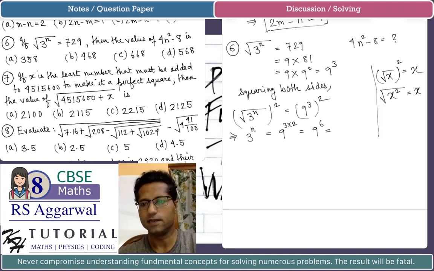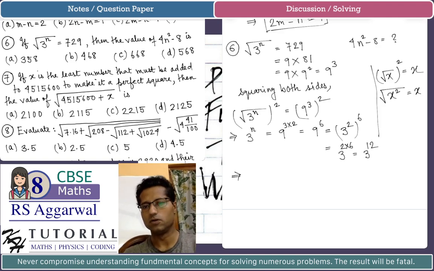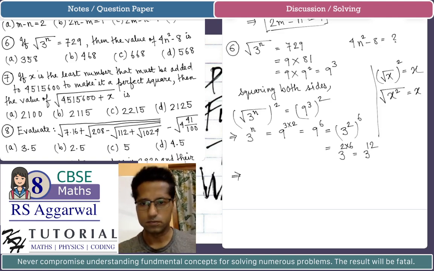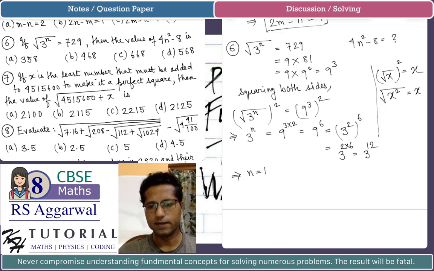We know that 9 is nothing but 3 square, and we are having the whole to the power 6. So this is equal to 3 to the power 2 multiplied by 6. This is equal to 3 to the power 12. So now we see that 3 to the power n is equal to 3 to the power 12. Both the left hand side and the right hand side are exponential terms. The bases are equal, so the powers must be equal. If we equate the powers, we get n equals 12.